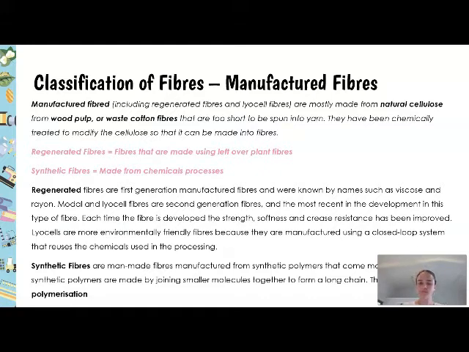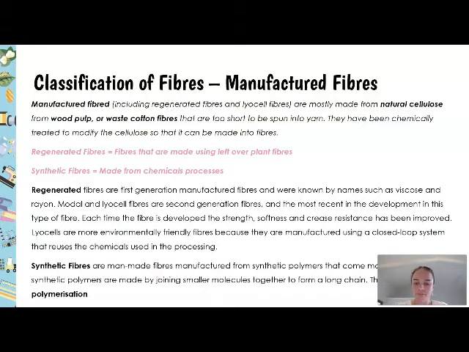Okay, so synthetic fibers are made from chemical processes. Okay, so this is something like polyester or nylon. Okay, it's more like nylon. This is when they use chemicals, they melt it down, and they produce it from scratch. It's just made from chemicals, okay?